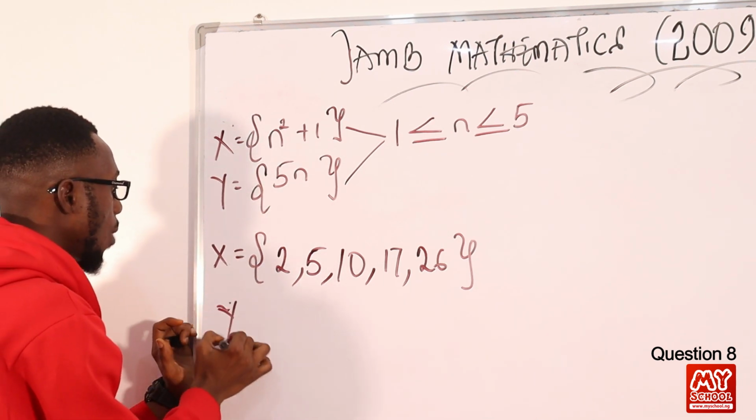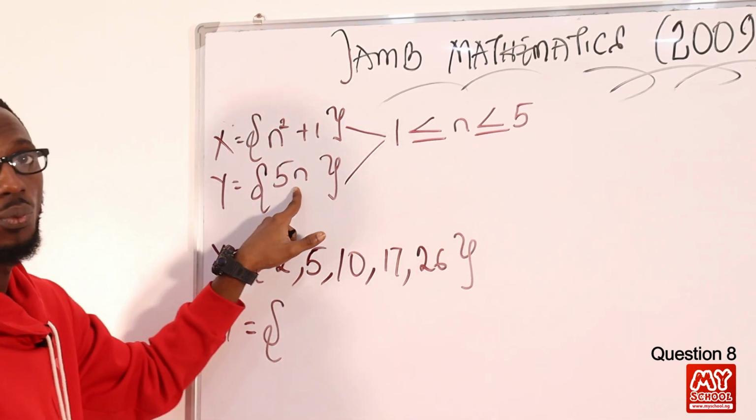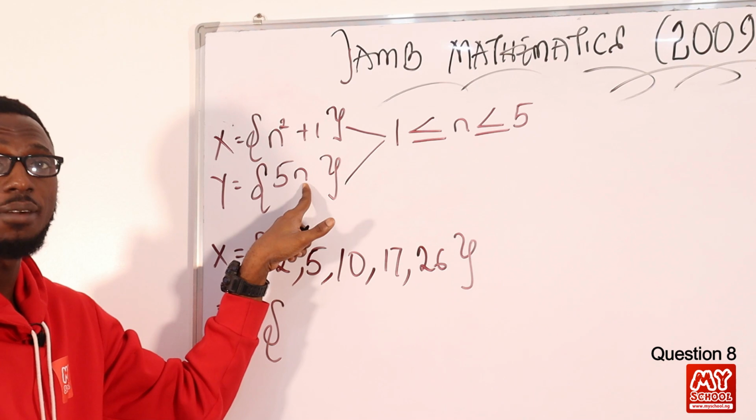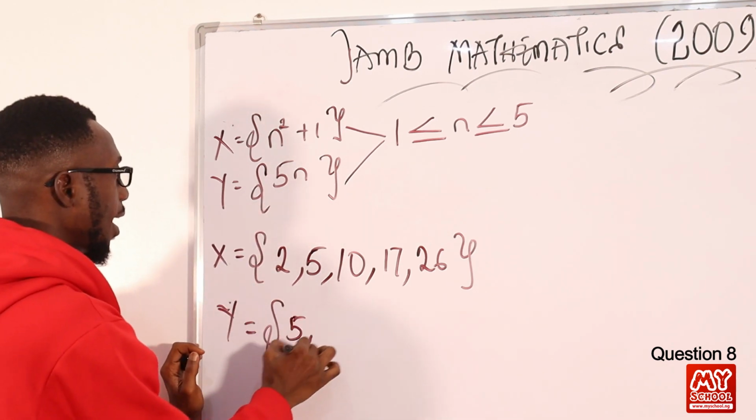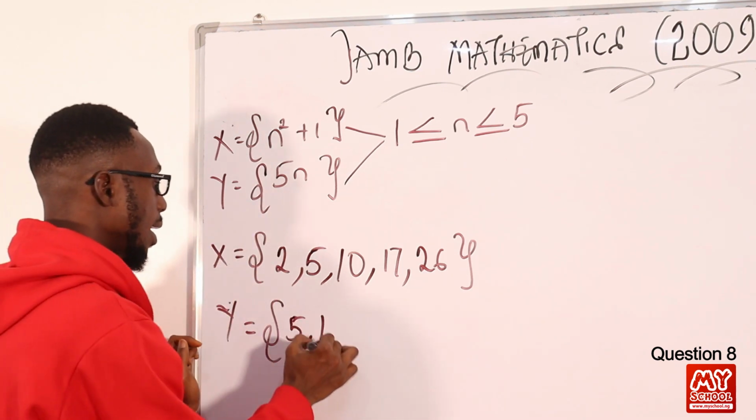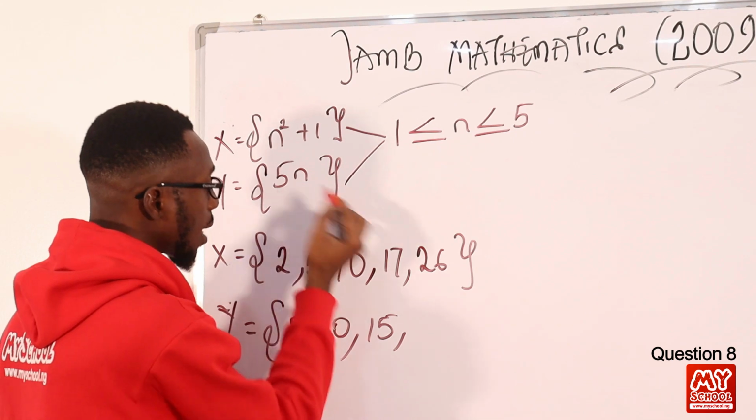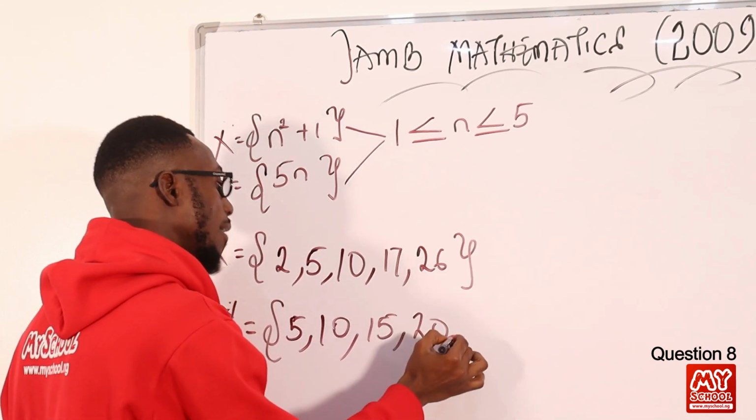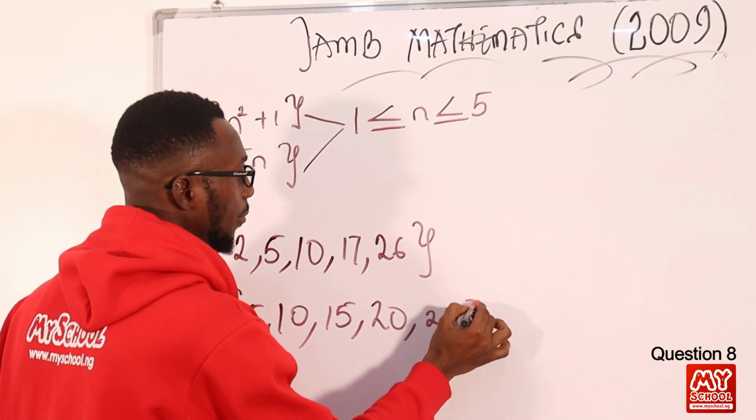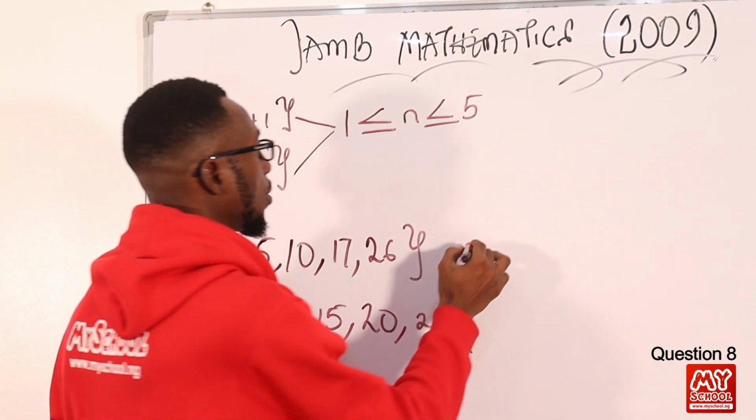Then for set Y, I should have this. When n equals 1, that is 5 times 1, I have 5. When n is 2, that is 2 times 5, that is 10. When n is 3, that is 3 times 5, that is 15. When n is 4, 4 times 5, that is 20. When n is 5, 5 times 5, that is 25. So right here, the question requires that we find x intersection y.